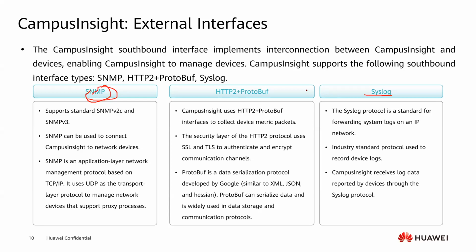And then, as we just mentioned, the CampusInsight uses the telemetry technology to collect the network's data by the minute. For this technology, it uses the HTTP2 interface with the protocol buffer. For the details about the telemetry technology, we will introduce it next week. For now, we just tell you we can use this interface to go through the telemetry technology.